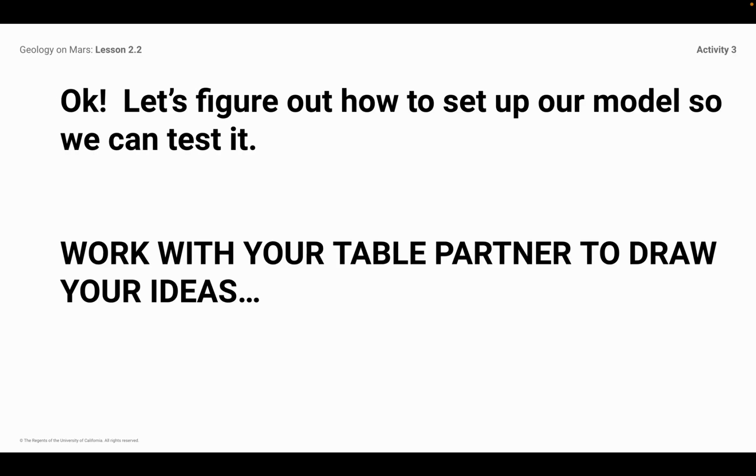So I wanted the kids to take a minute and figure out how to set up our model so that we can test it. We're going to test it on Friday. So they got with their table partners, and I gave them a piece of paper, and I said, show me what I need. Tell me how to set this up. What are you going to put the sand in? What are you going to put the water in? How are you going to get the water in the sand? How are you going to make it so that it's a channel and not just a big puddle? So we went through all of these things, and the kids were drawing, and I let them just go for the rest of class. And tomorrow, on Friday, we're going to evaluate these, and then we're going to set it up.